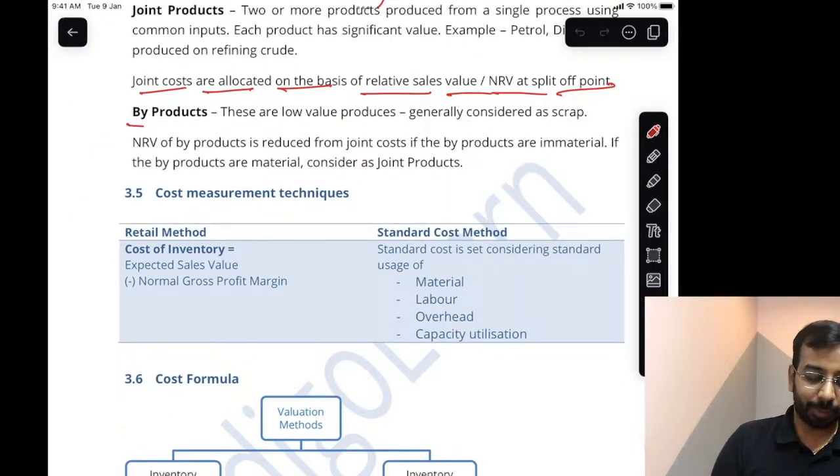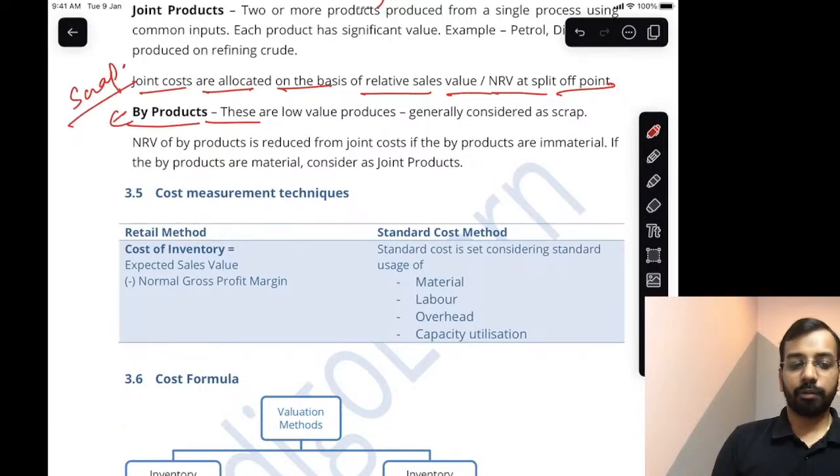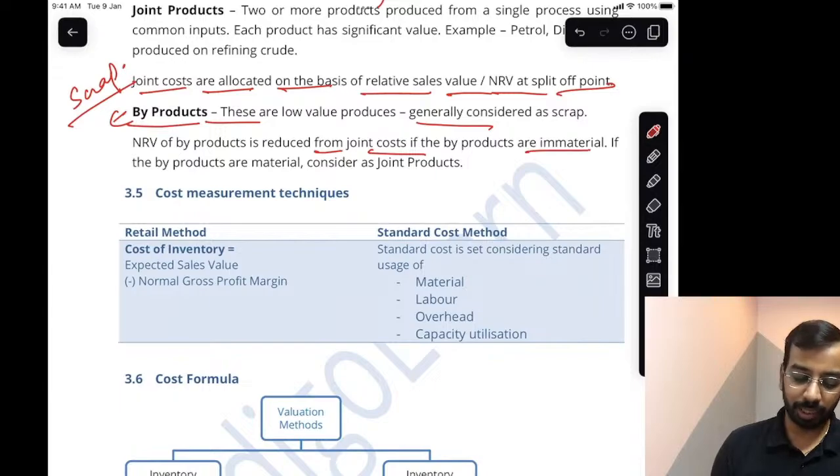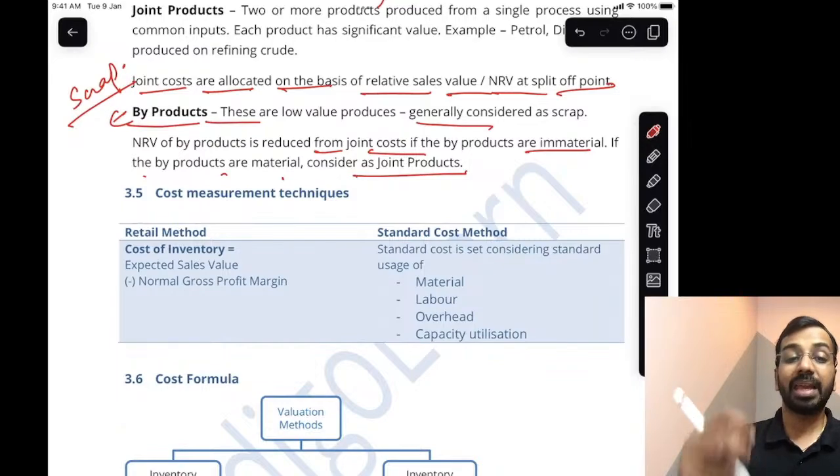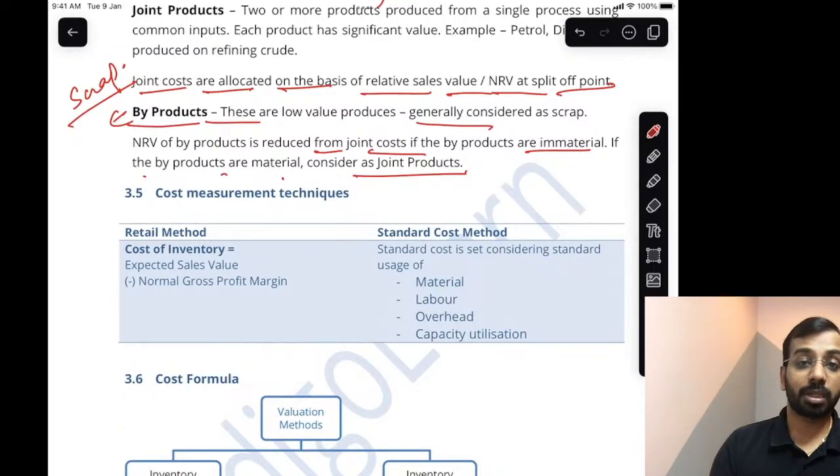Now sometimes you have byproducts also. These are something like scrap. Now how do we allocate the cost of scrap, or how do we allocate the realization from scrap? Whatever is the scrap value, which is low value, that is reduced from the joint cost if they are immaterial. If the byproducts are material, they will be considered as joint products. So if I get scrap when I do the processing of crude, what will I do? The realized value of scrap I will reduce from the joint cost. Sometimes that is also taken as other income. That is also perfectly fine.